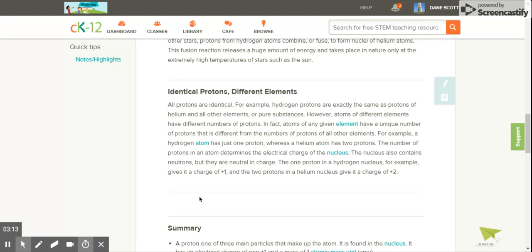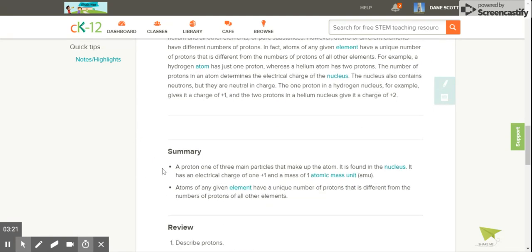All right, so all protons look the same. The only thing that is really ultimately different between each of the elements is that they have different numbers of protons. So in summary, a proton is one of three main particles that make up the atom. It is found in the nucleus.